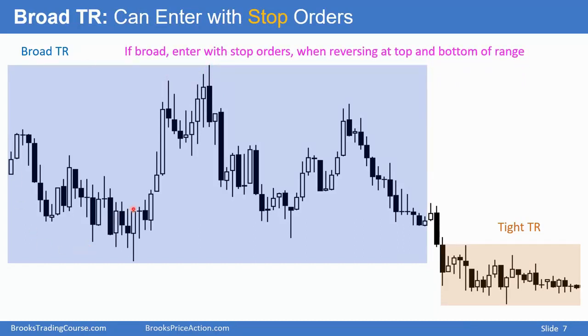In a very broad range, traders can buy above bull bars at the bottom, sell below bear bars at the top, and there's plenty of room for a scalp or a swing trade.